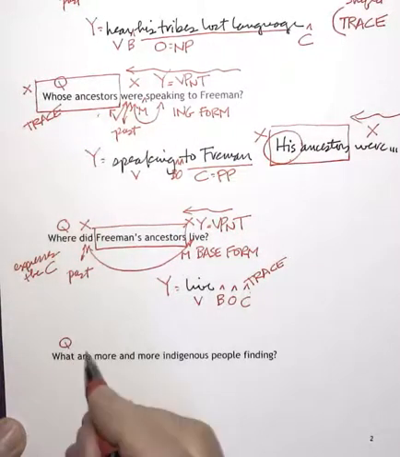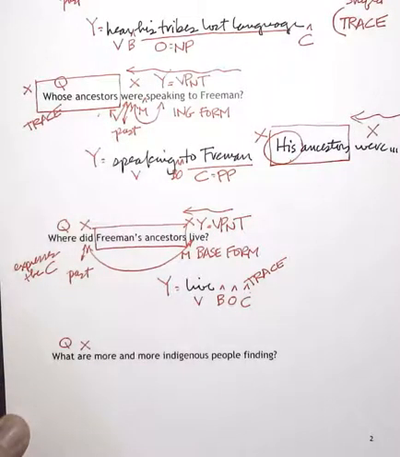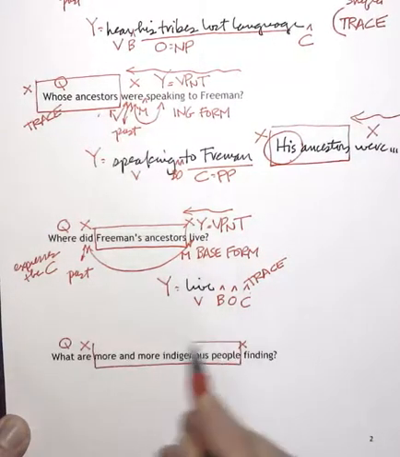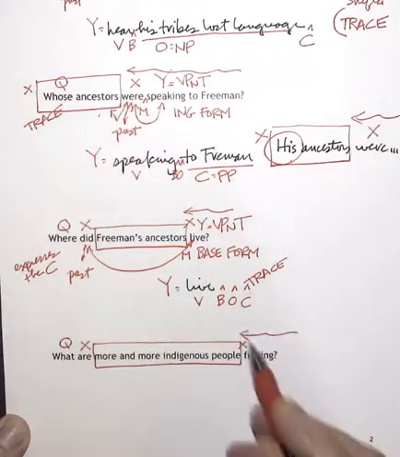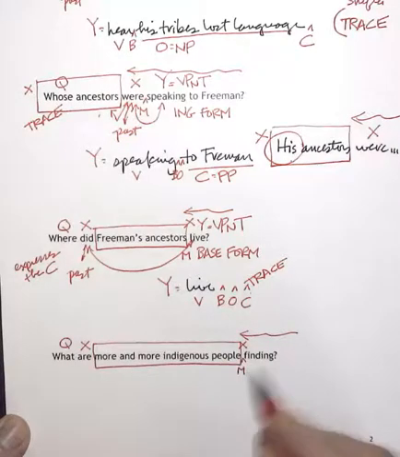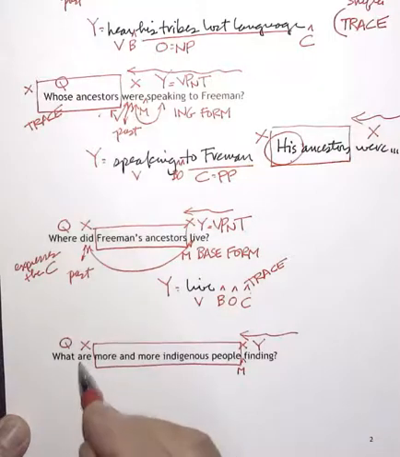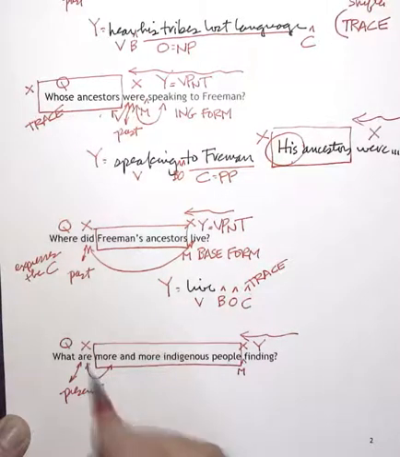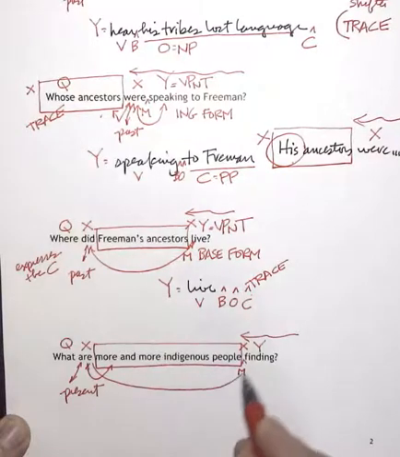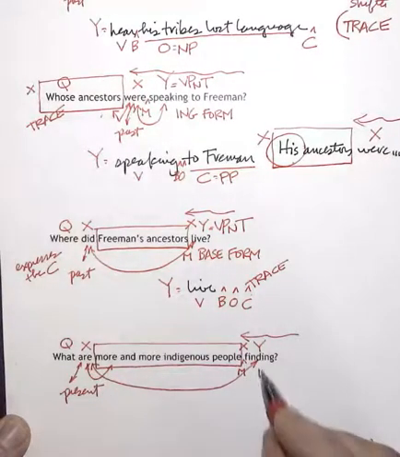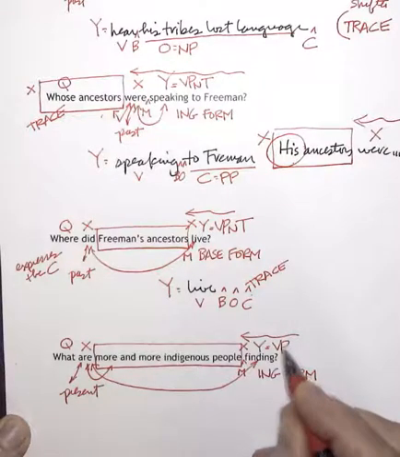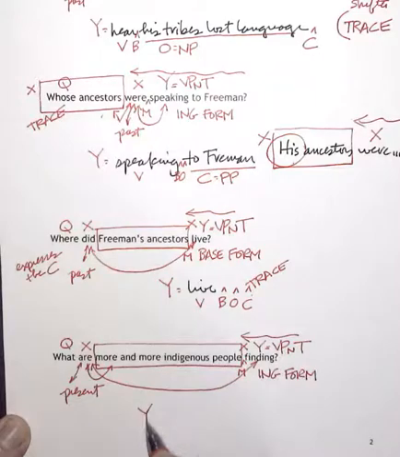Question word is what? X word. More and more indigenous people are finding. So more and more indigenous people is the subject, and finding is the predicate. The M place is empty, and finding is Y. Now R ties with the present. R ties with the subject, and R ties with finding. That's the ing form. This is a verb phrase, no time. Finding is the Y.